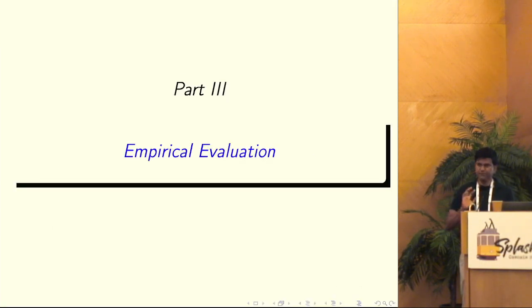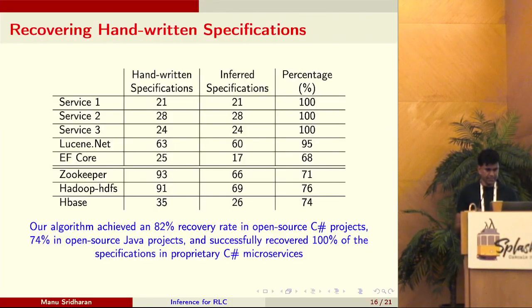Okay, let me briefly cover some results from our empirical evaluation. The first experiment that we did was we had done handwritten specifications beforehand for several benchmarks. The top 5 benchmarks here are C# code bases, and the bottom 3 are Java code bases. We wanted to run our inference and see, can it infer the annotations that we wrote by hand? And we had pretty good results, I think. 82% recovery rate in open source C# projects.